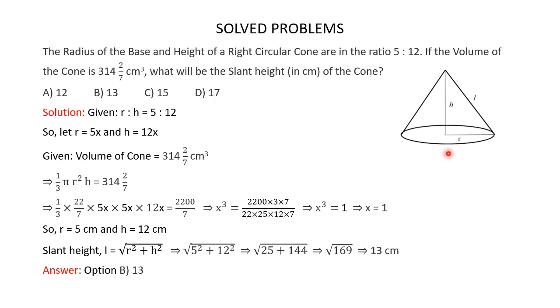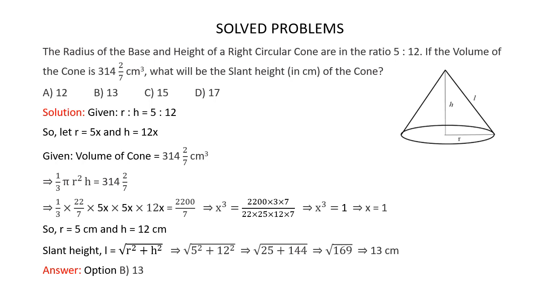Now look at this diagram of a right circular cone. Here, this is the radius of the base. This is the height of the right circular cone. This is the slant height of the cone. As you can see here, this forms a right angle triangle with the slant height L as the hypotenuse of the right angle triangle. Now, since this is a right angle triangle, we can easily find out the value of L using the Pythagoras theorem.